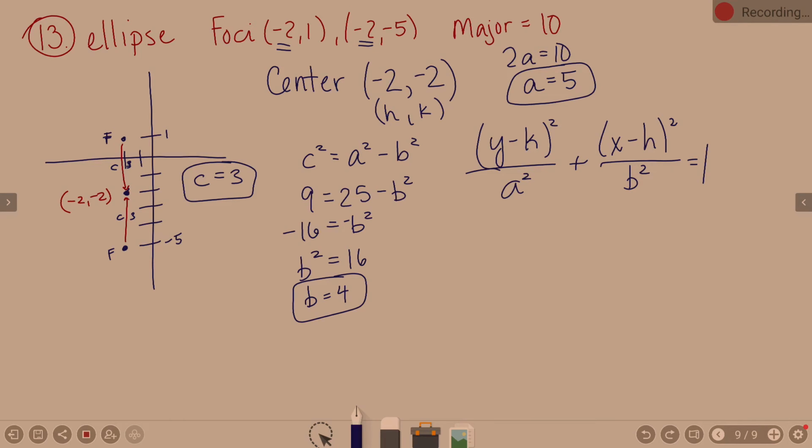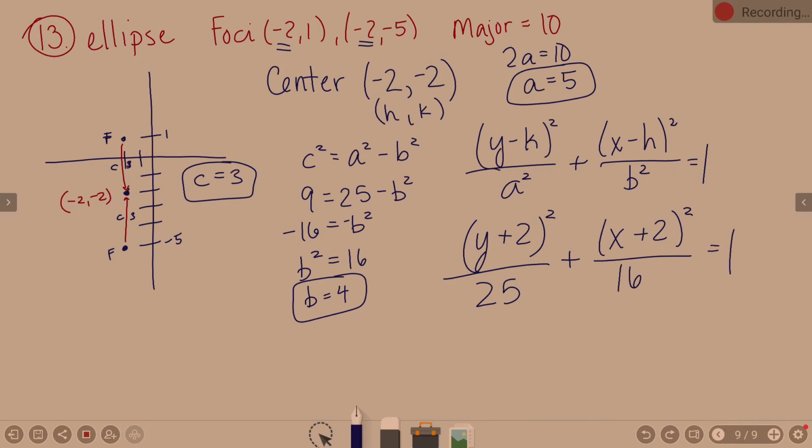Do you really need me for this part? Let's see, y minus negative 2. Okay, y plus 2 squared over a squared, 25, x minus negative 2, so x plus 2 squared over 16 equals 1.